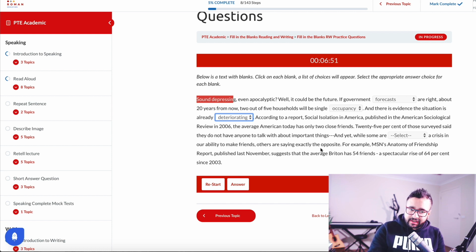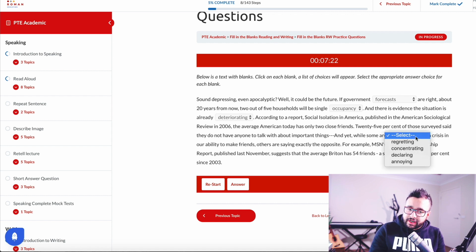Now the last one here is, and yet while some are a crisis in our ability to make friends, others are saying. When I look at this sentence, I see yet in the beginning, which is used to connect opposite kinds of sentences. That means in this one, others are saying exactly the opposite. That means people are saying something, while some are a crisis. That means these people are also saying something. These two groups of people are saying something opposite, right?